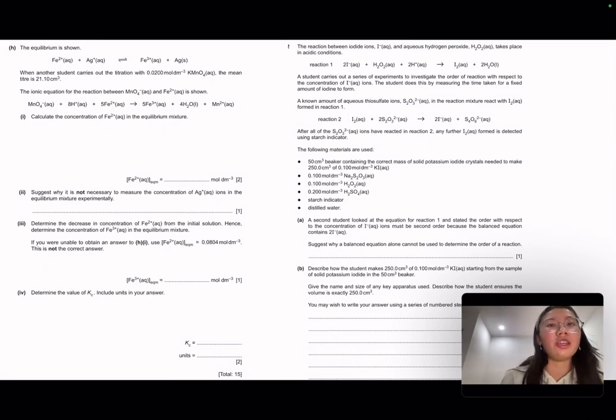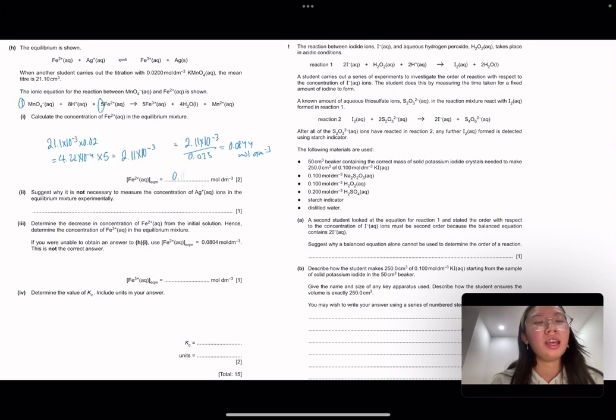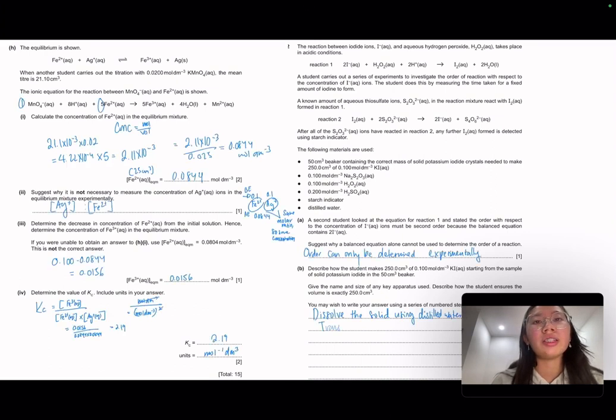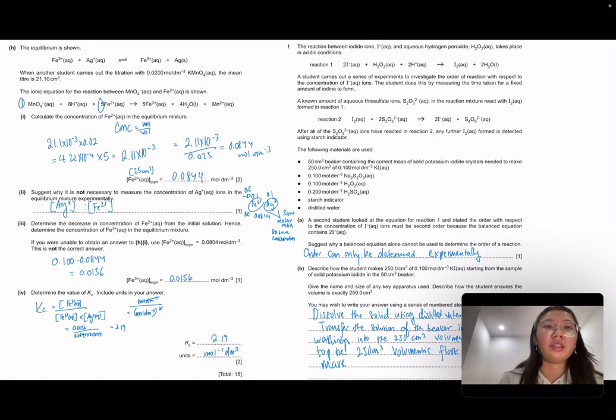Alright, for H, the equilibrium is shown. We have the equilibrium between Fe2+ and Ag+, which forms Fe3+ and Ag. Alright. When another student carries out the titration with 0.2 mol of KMnO4, the mean titer is 21.1 cm³. So this is likely a different experiment. It is still a titration, but a different one. Alright, okay. The ionic equation for the reaction between MnO4- ion and Fe2+ is shown.